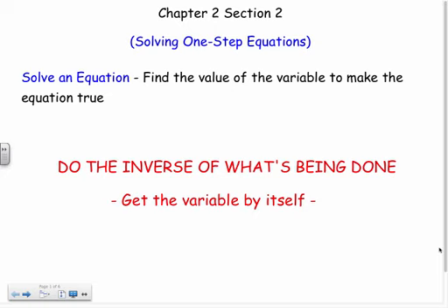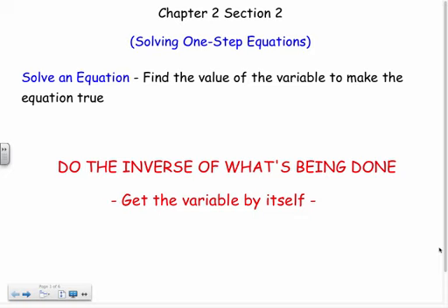Bread and butter of algebra, solving equations. Most of you have dealt with some of this stuff in the past, but we're going to get a little more advanced as we go through this chapter. So first part, just solving one-step equations. To solve an equation, we're just going to find what makes the variable true for that equation.